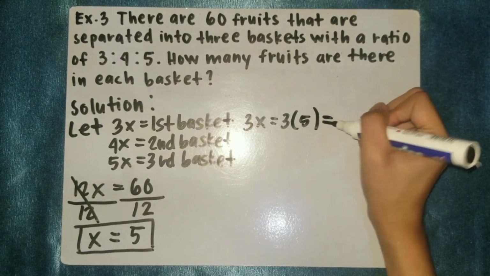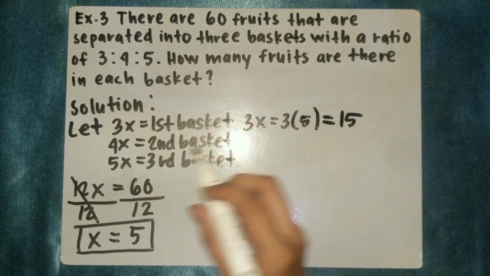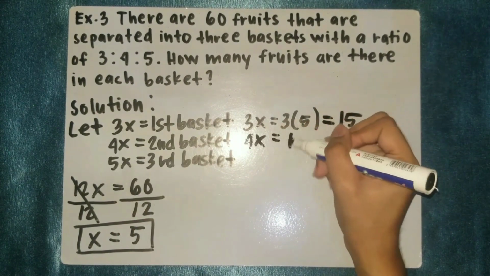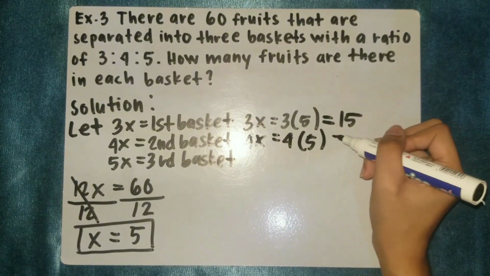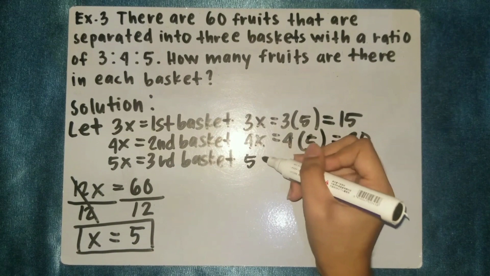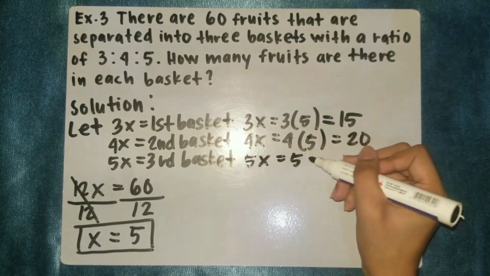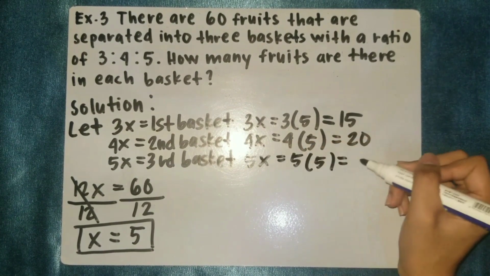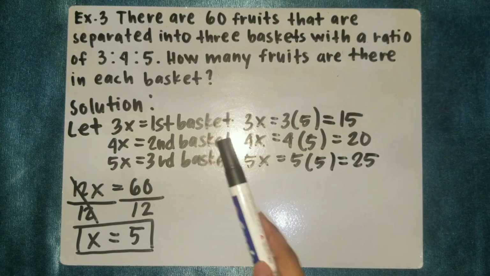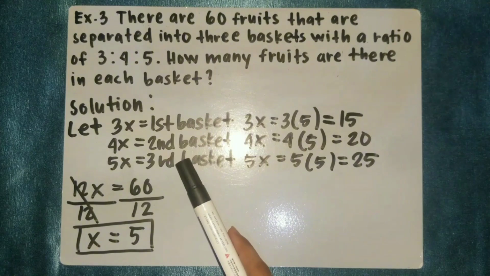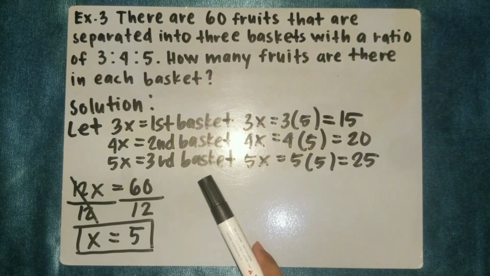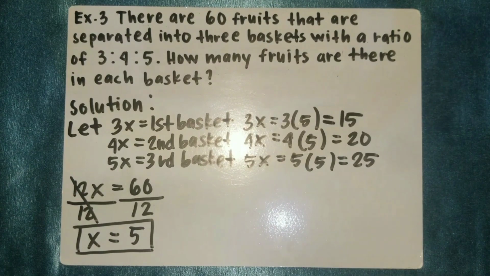3 times 5 equal 15. Then now, 4x. 4x equal 4 times 5 equal 20. Then 5x. 5x equal 5 times 5 equal 25. So, ang ating first basket ay mayroong 15 fruits, ang ating second basket ay mayroong 20 fruits, and ang ating third basket ay mayroong 25 fruits.